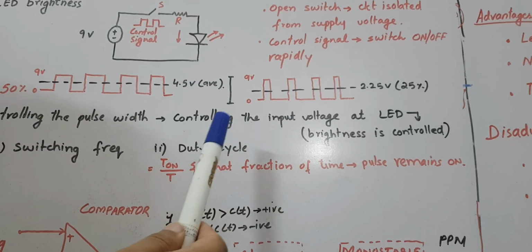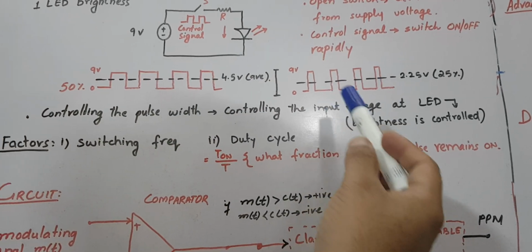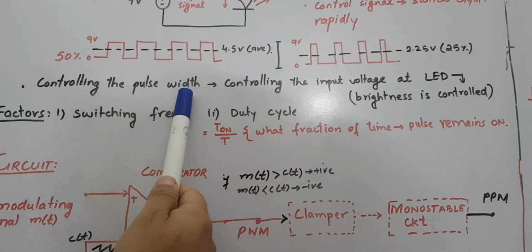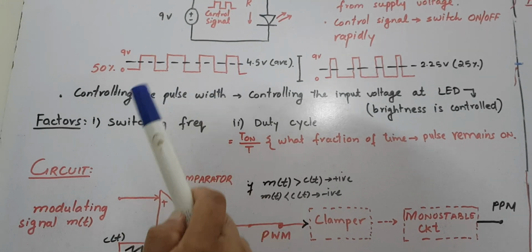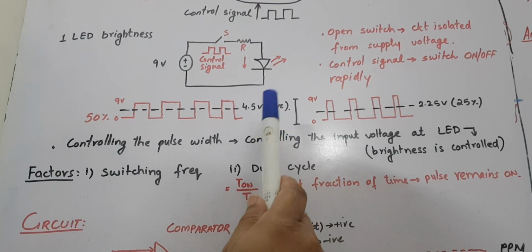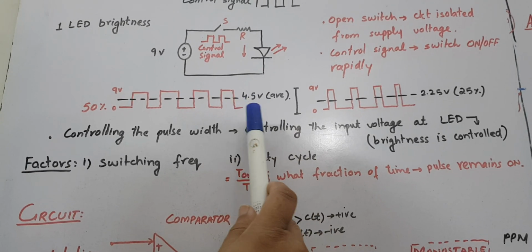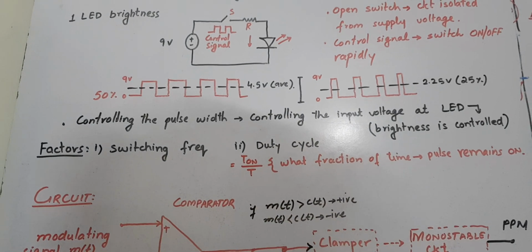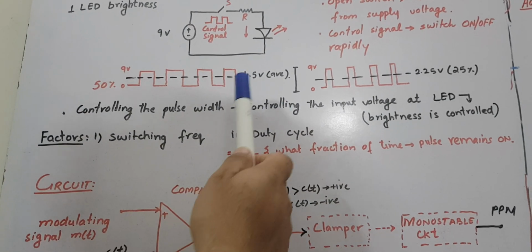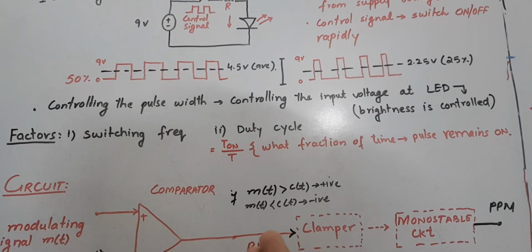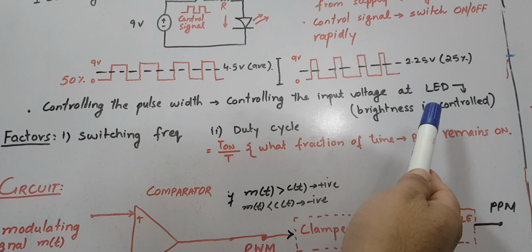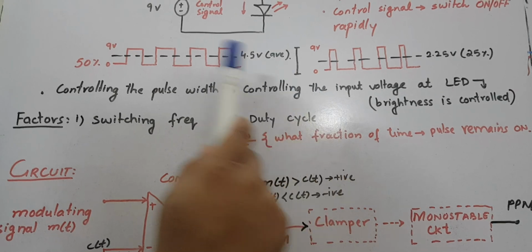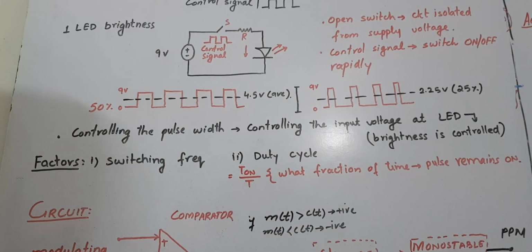So you are controlling the on and off of the LED by controlling the pulse width, using pulse width modulation. You are controlling the on and off of the LED by giving a certain amount of input voltage. It means that you are basically controlling the brightness, because if the LED remains off for more of the time, the brightness will be less, and if the LED remains off for less time, the brightness will be more. In another way, you are basically controlling the brightness of the LED. That was the first application of pulse width modulation.